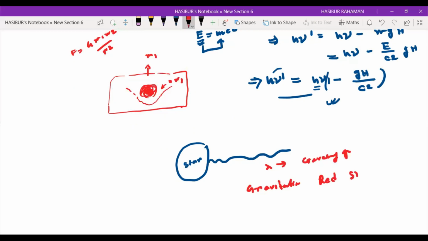Why redshift? Because if you follow the electromagnetic spectrum, you can see that from blue to red the wavelength increases. So whenever the wavelength increases, it shifts toward the higher wavelength end of the spectrum. This is called redshift. Doppler redshift is different from this, because in Doppler redshift the wavelength changes due to the relative motion of the source and observer, whereas here it is just due to the gravitational effect.